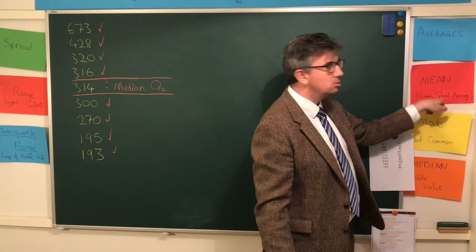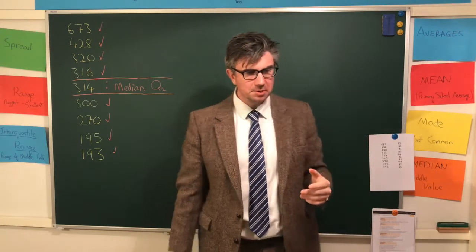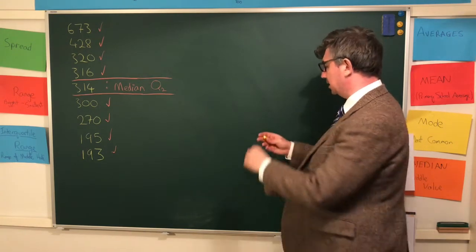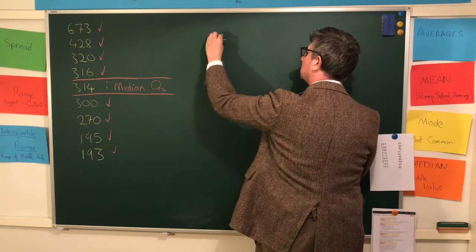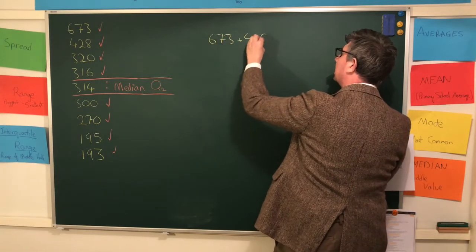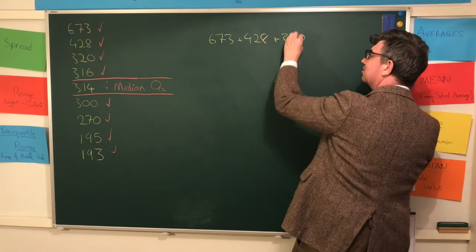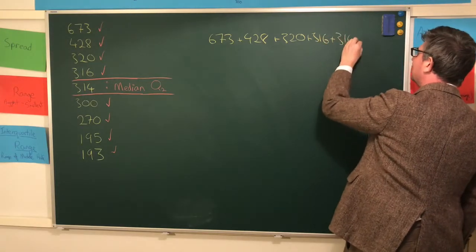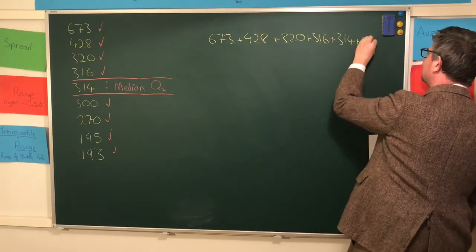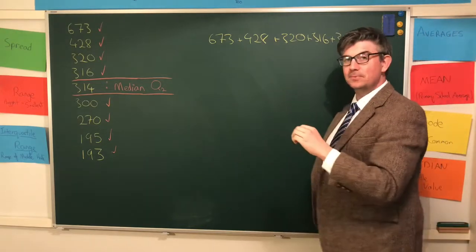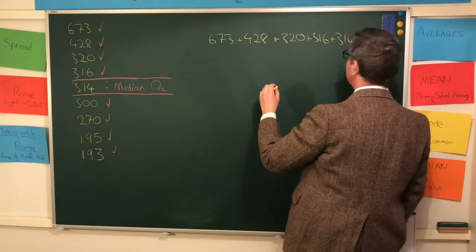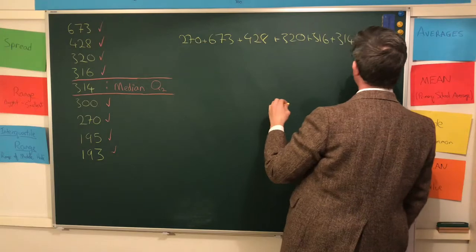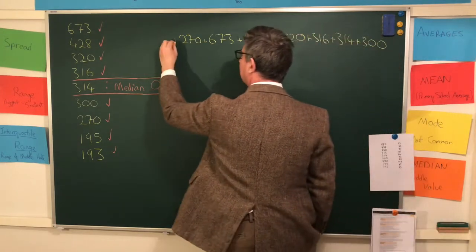Well, mean is the primary school average. So that's the average you would have come across when you're in primary school. Let's take a look at the mean for this data set here. So it's going to be 673 plus 428 plus 320 plus 316 plus 314 plus 300. Addition. Is addition commutative? Am I allowed to do this? Am I allowed to write them over there?